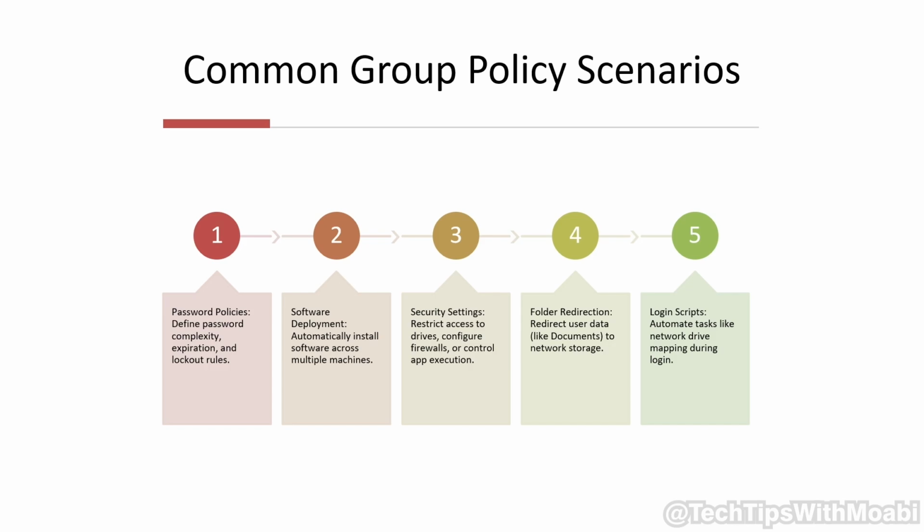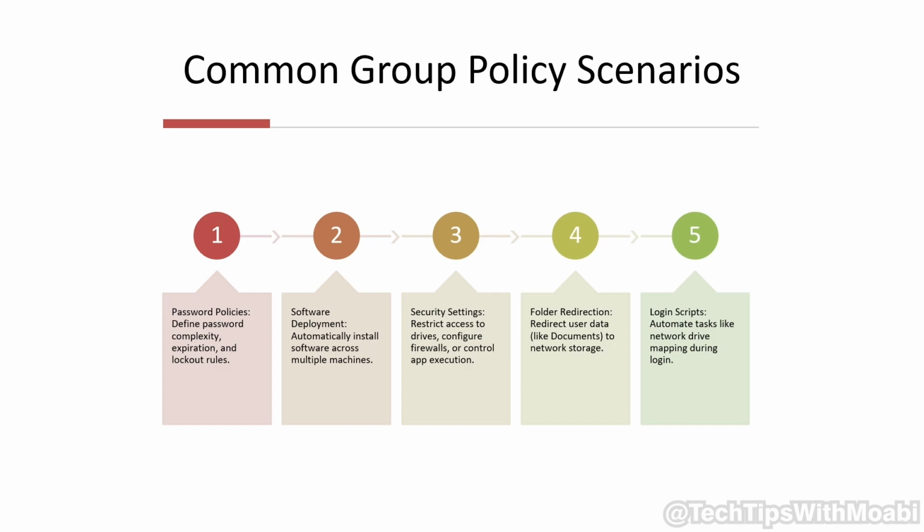And now, looking at software deployment, you can automatically install software across multiple machines using the software deployment group policy. So you can create a group policy object in which you can deploy software to your clients on your Active Directory. And I will create examples as we move along in the series.